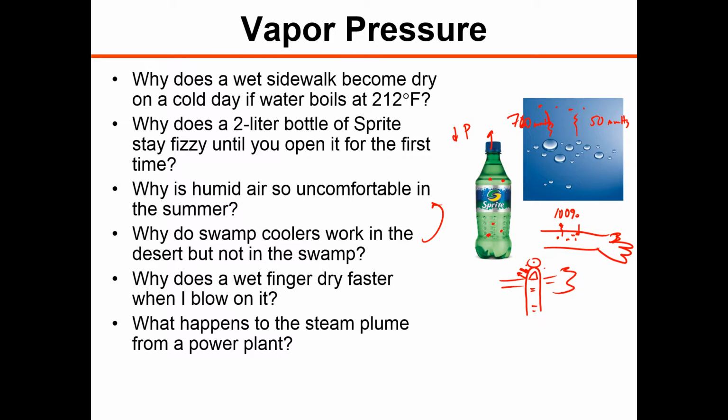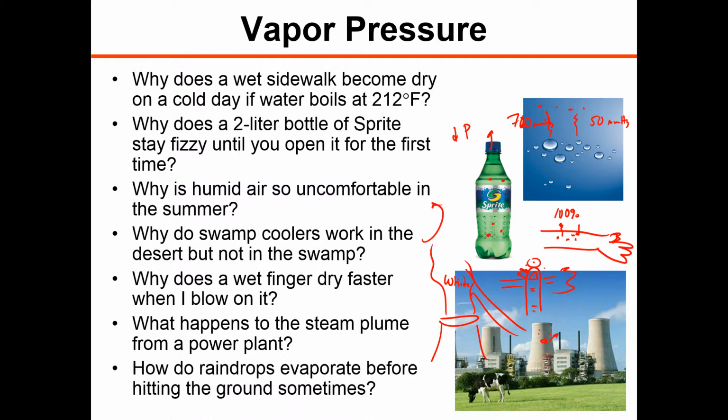What happens to a steam plume from a power plant? You might have seen, like from a nuclear plant, a big steam cloud coming, and this is a white vapor. Actually it's gas droplets. Water vapor itself is clear, but what happens is the same thing here. It's little droplets. If I zoom in on this, there's a little droplet and there's vapor. That eventually all transitions to vapor, and you have no more droplets. And how do raindrops evaporate before hitting the ground sometimes? Same thing, like these little droplets.